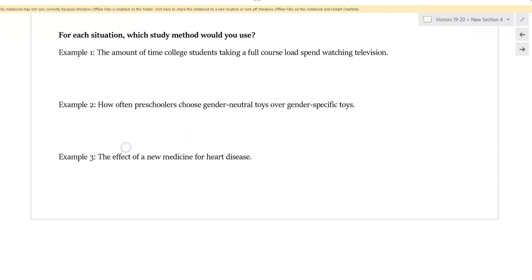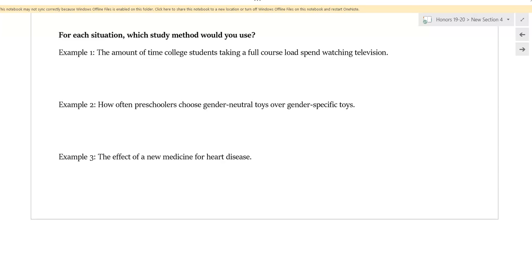All right. For each situation, which study method would you use? The amount of time college students taking a full course load spend watching television. Okay. So for an observational study, I would have to go into these college students' dorm rooms and observe them watching television. That's creepy. I don't think I would do that.